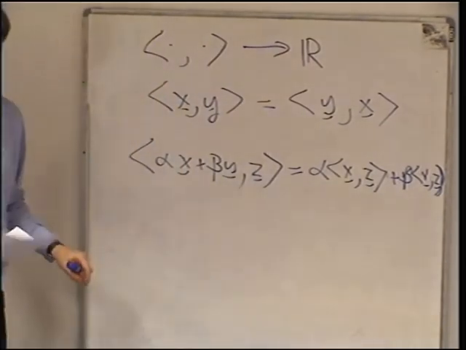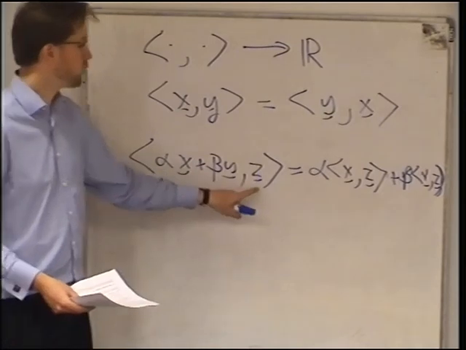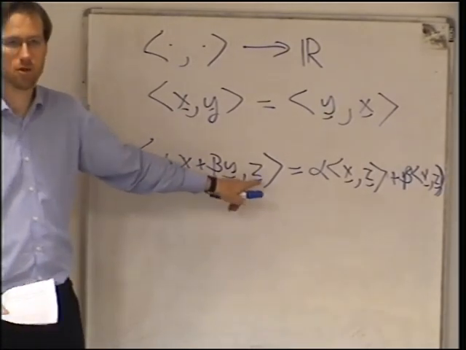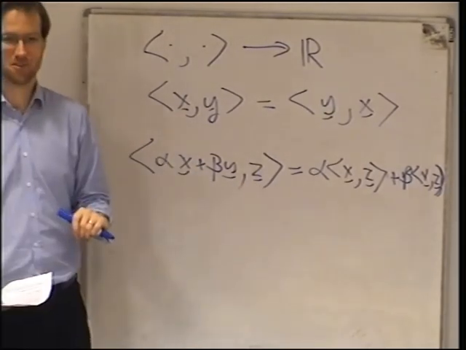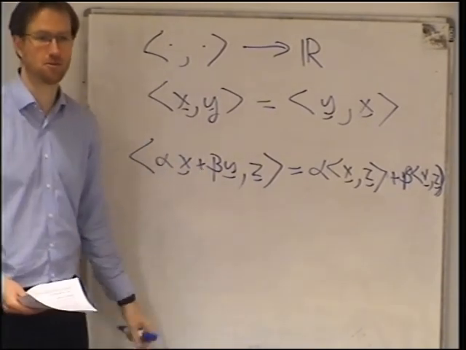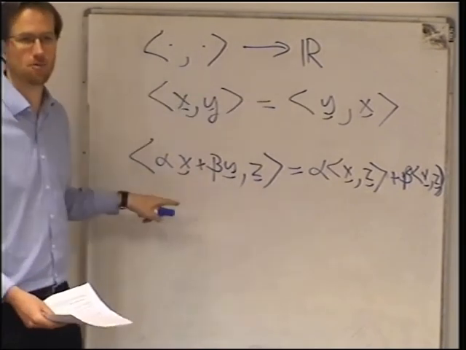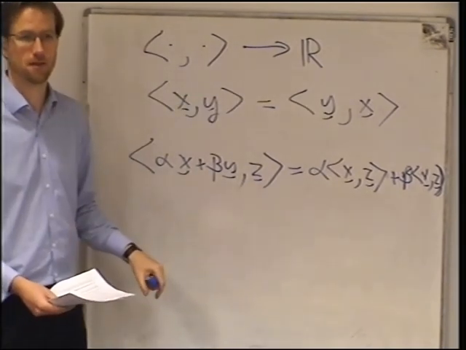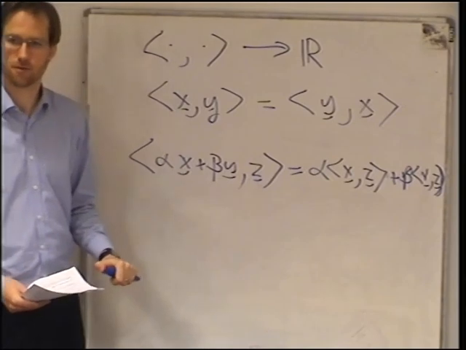And I haven't in the notes or here written out that that's also true for the second argument, but you knew that because of the first rule. Right? If I had this expression in the second argument, you could have just turned the expression around, because that's what this tells you, and then this rule tells you that it works for the second argument as well. So we're linear in each argument.